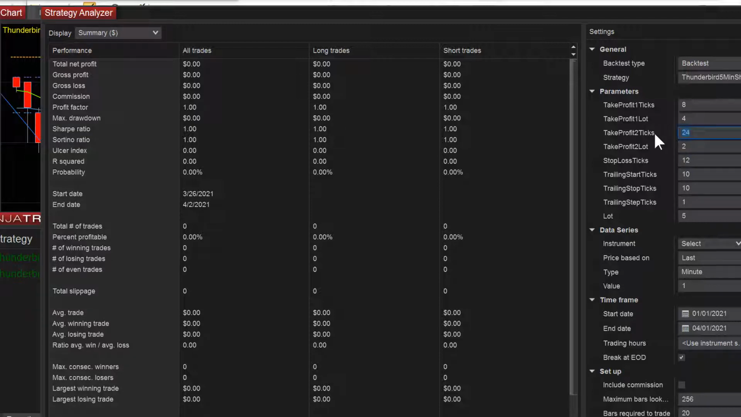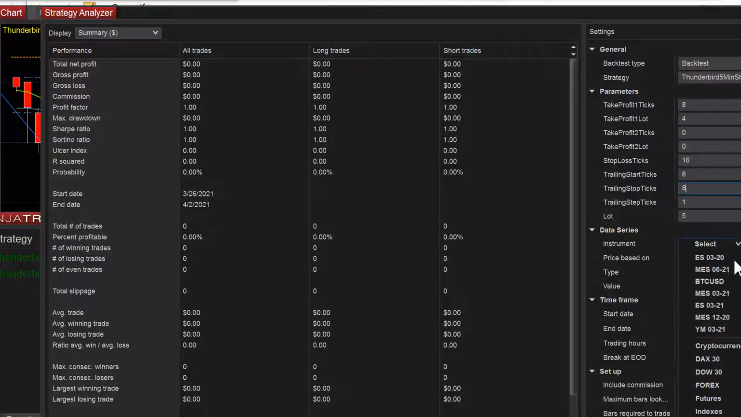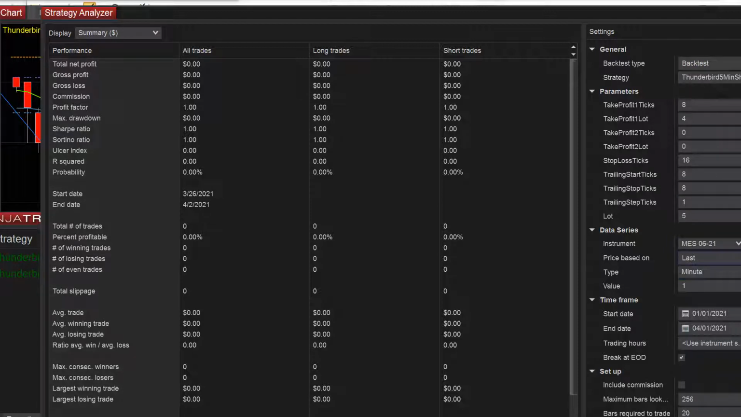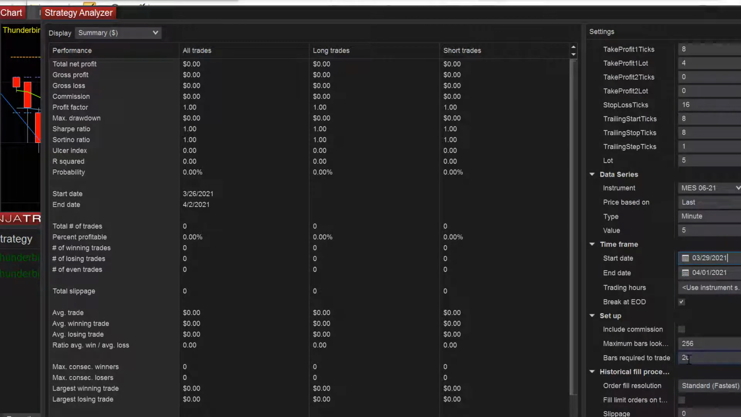Then it's going to be 0, 0, 0, and then stop loss. I don't have a candle bar thing, so I'm going to have to just put a stop in there. Let's use 16, and we'll see. We'll go from there. And then we'll use 8, 8 as our trailing stop, and then 5, and then the instrument will be the MES, and then last minute, 5-minute. And then I think that's it. Let's see what it comes out with.